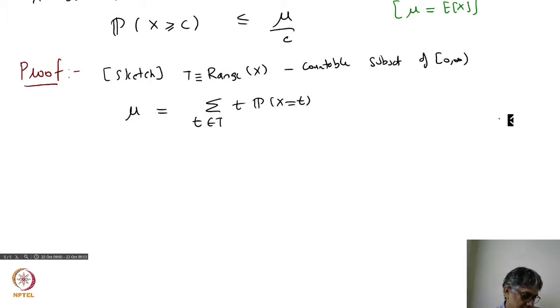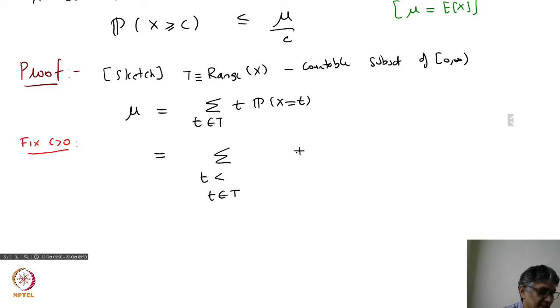Now c is some number that I have, so let's fix a positive c. What I do is divide the sum into two parts: the sum over t less than c, with t in the range, plus the sum over t bigger than or equal to c, with t in the range. I do the same thing with the probability that x equals t, for t less than c and t bigger than or equal to c.